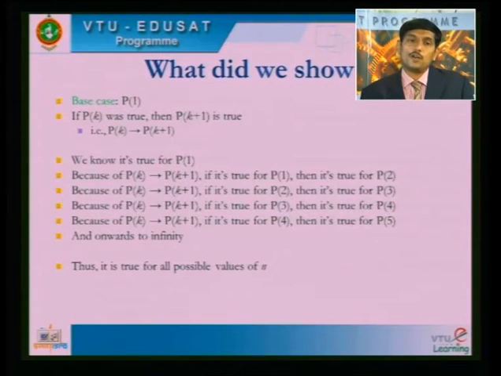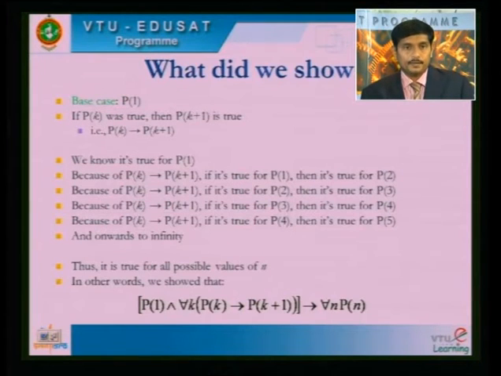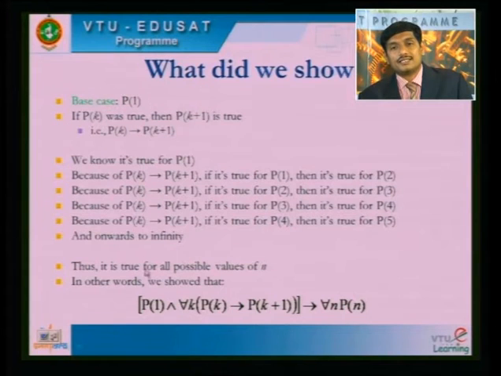Thus, it is true for all possible values of n. In other words, we show that P(1) and for all k, P(k) implies P(k+1), implies for all n, P(n). This is the tautology statement you have already seen in your logic.